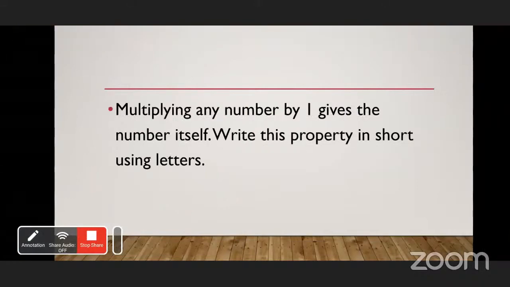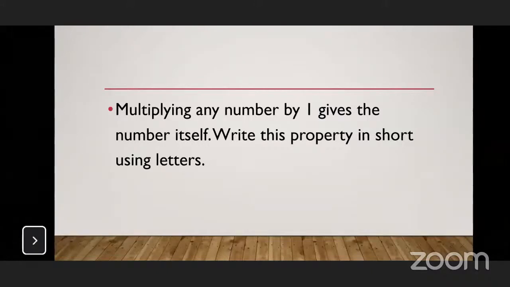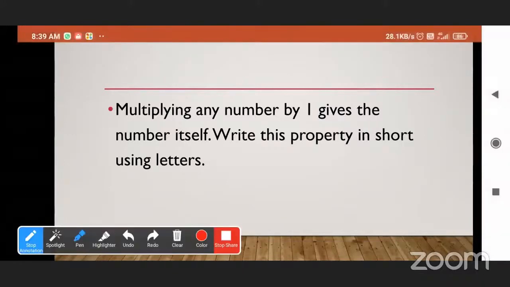Now, see, multiplying any number by 1 gives the number itself. Okay. Here, the property is given and we write this property in short using letters. So, we will write this property by using letters. The property given is multiplying any number by 1 gives the number itself. Now, for any number, we will write X.